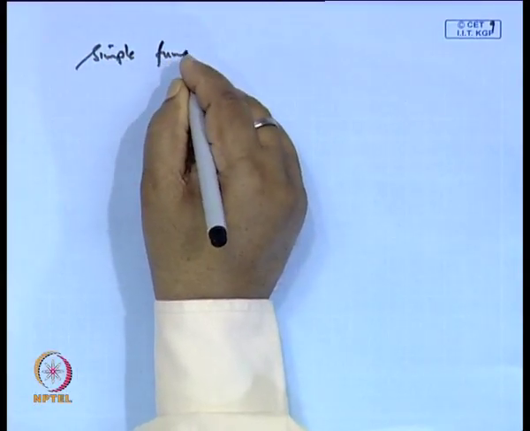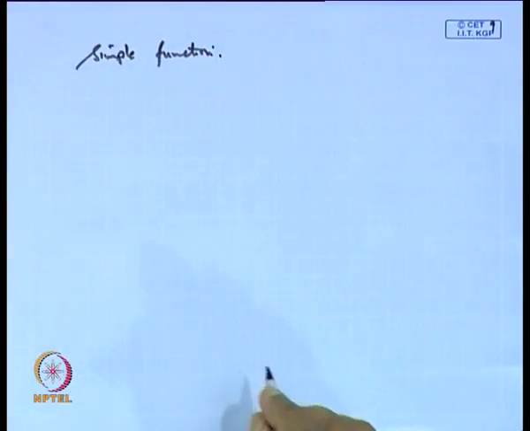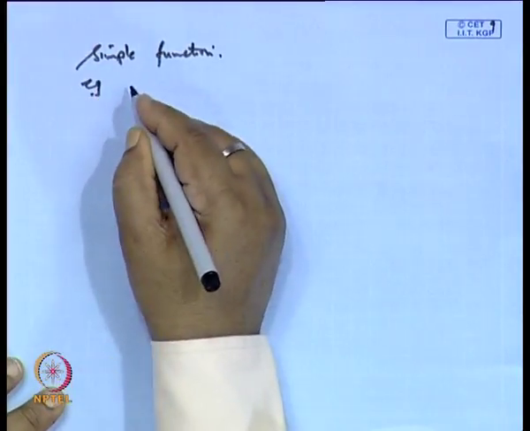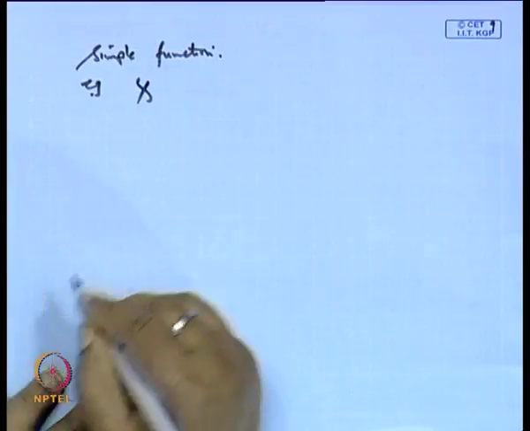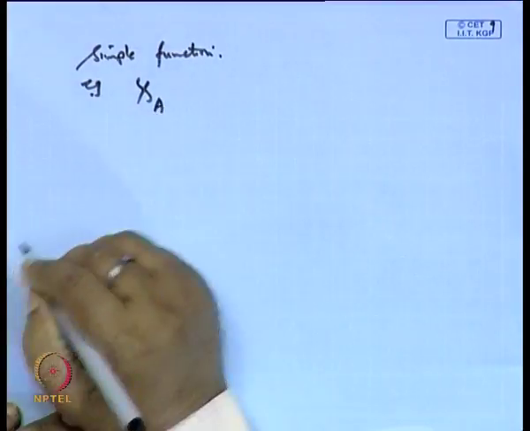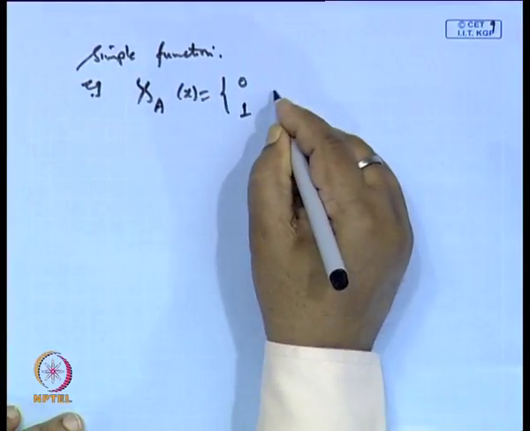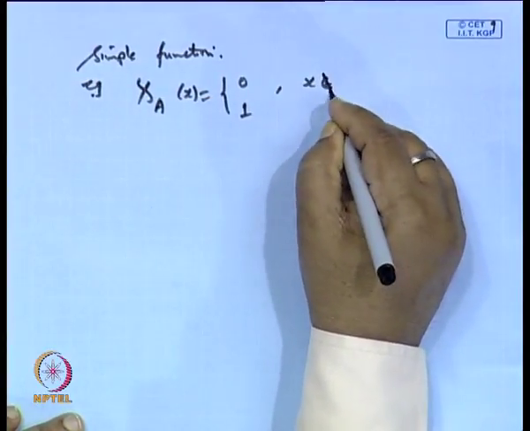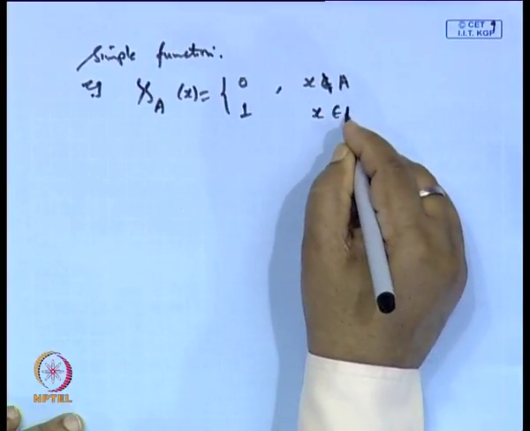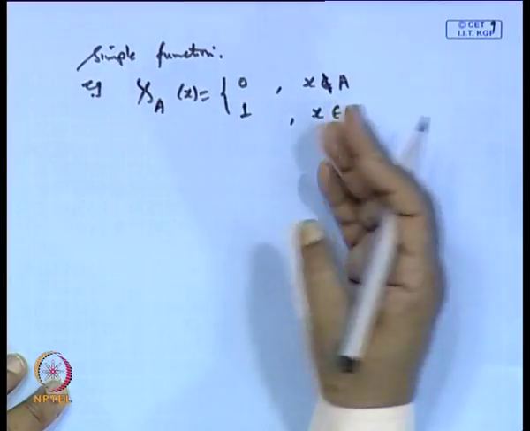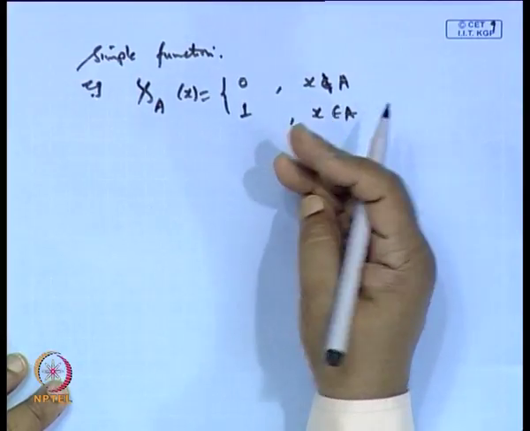Such a function is called a simple function. For example, a characteristic function chi of A has the value 0 if x does not belong to A, and when x belongs to A, the value is 1. So, such a function is a simple function, because it has only a finite number of values, that is, only 2 values, 0 and 1.